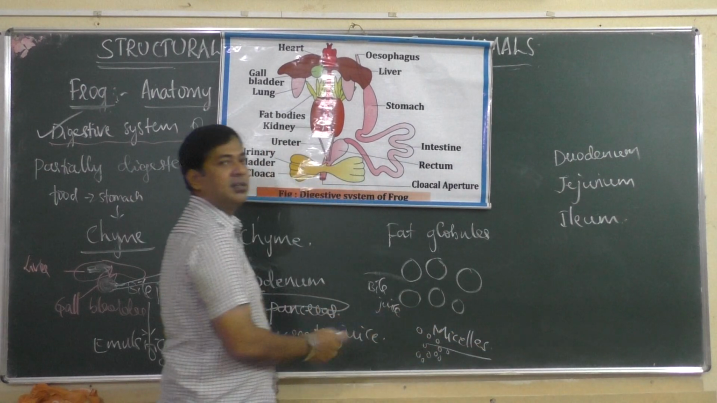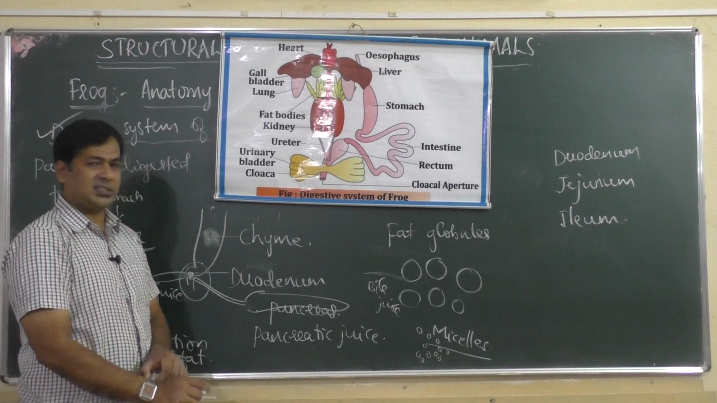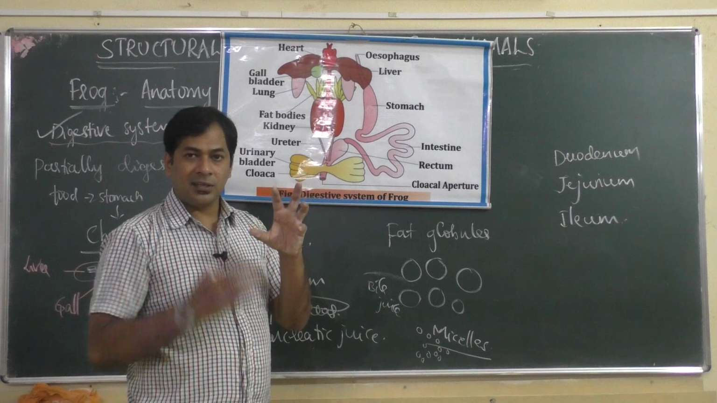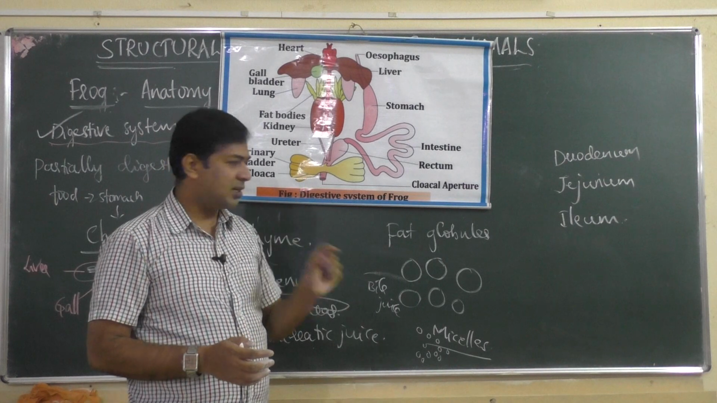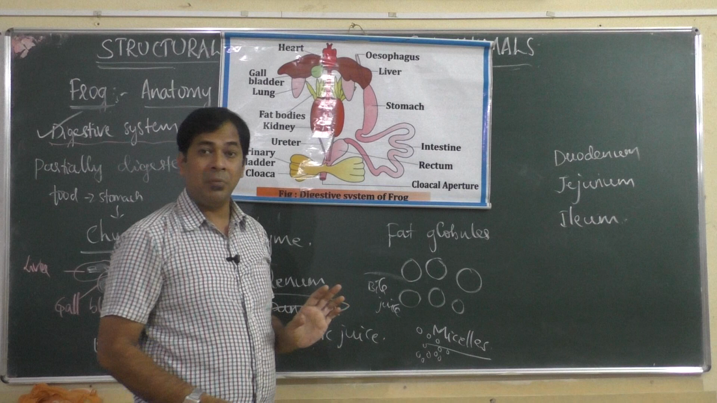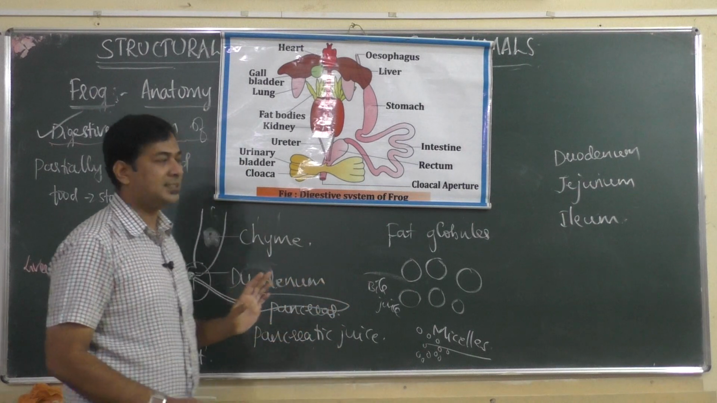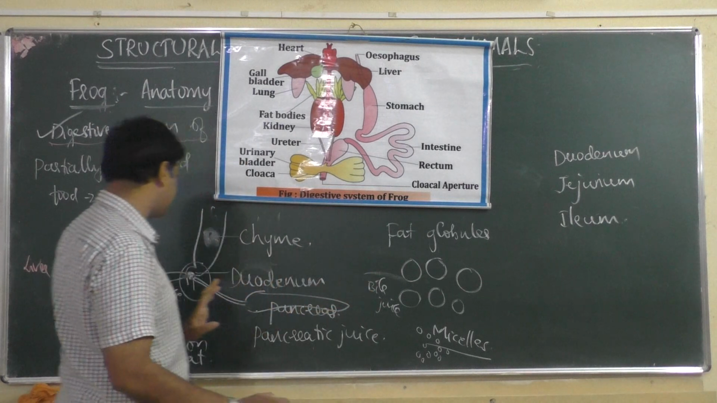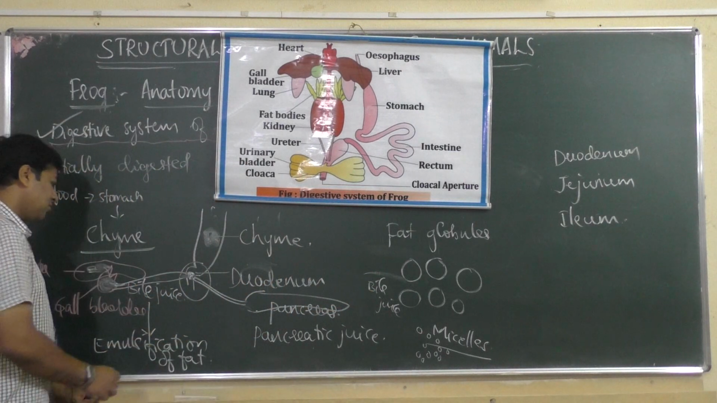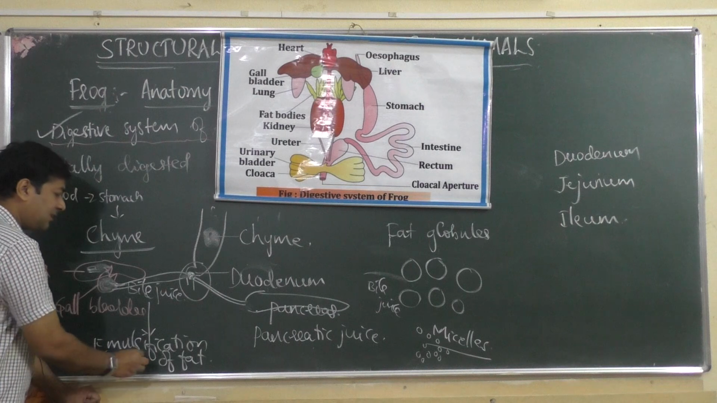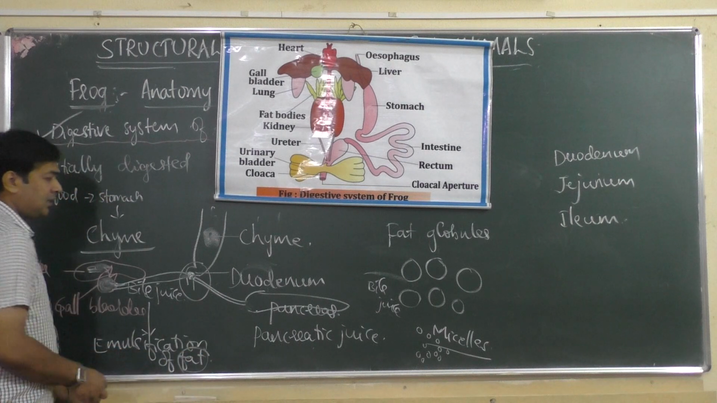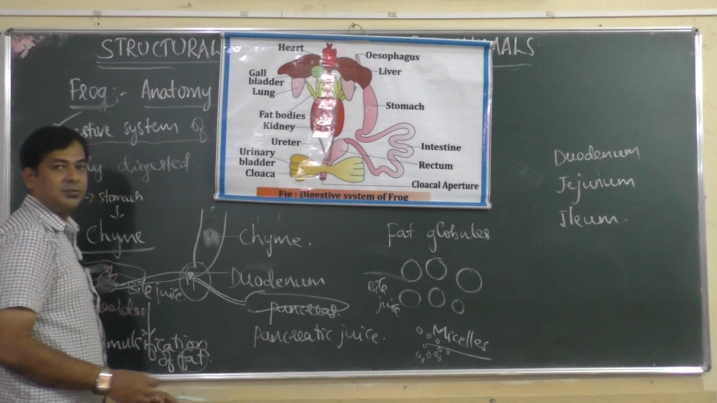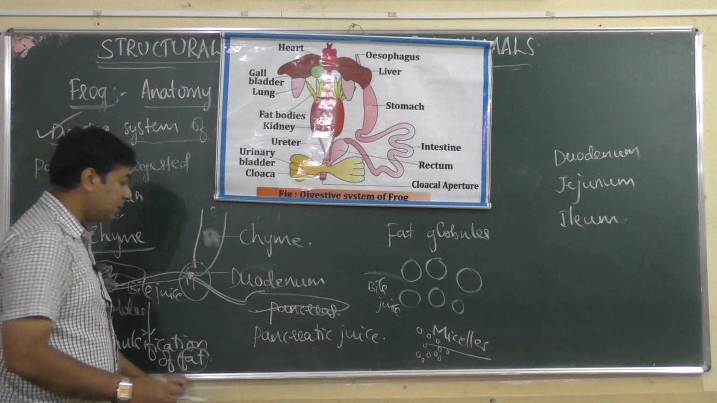Micelles. This word is not there in the book. I just explained what is emulsification. Bigger fat molecules are broken into smaller fat globules. This process is called emulsification of fat. That is nothing but digestion of fat. Fat will get digested. So bile juice is required for digestion of fat. Then pancreatic juice is required for digestion of carbohydrates and proteins.